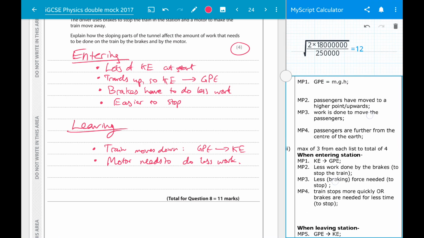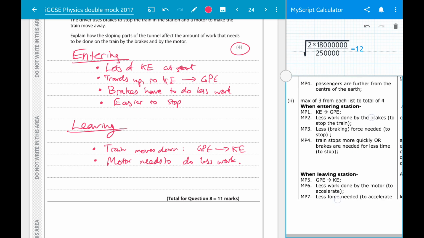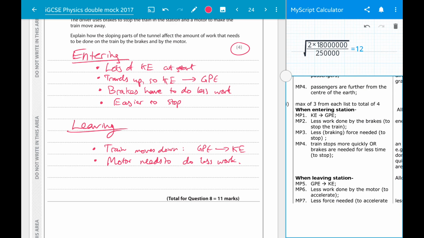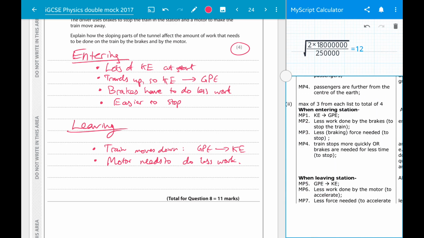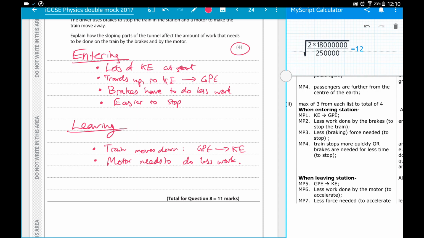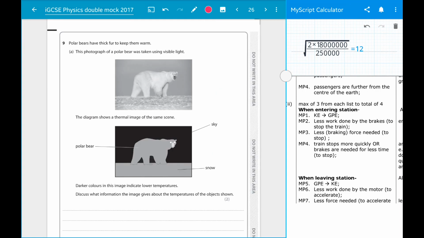What else have we got here? I'll leave the mark scheme on the right hand side. If you wanted to have a quick look at it and pause it, then you can. If you want to have a quick look and go into more detail, you can. The next question is question 9.